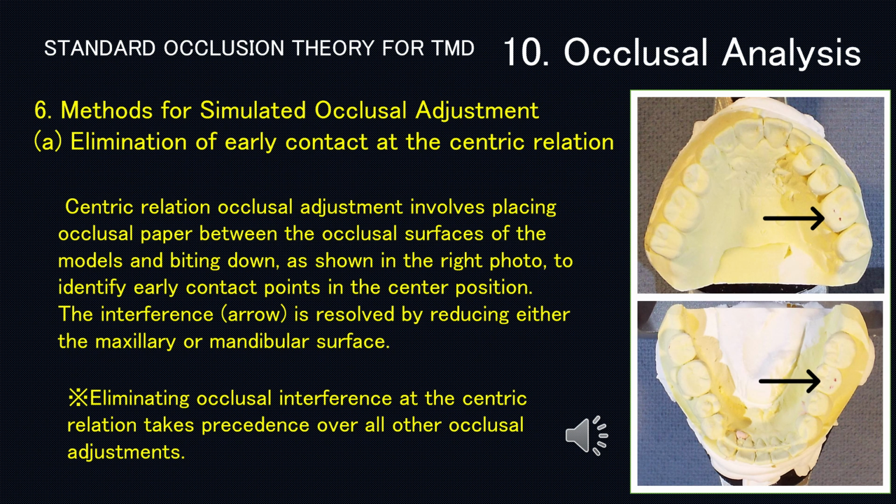6. Methods for simulated occlusal adjustment. A. Elimination of early contact at the centric relation. Centric relation occlusal adjustment involves placing occlusal paper between the occlusal surfaces of the models and biting down, as shown in the right photo, to identify early contact points in the center position. The interference is resolved by reducing either the maxillary or mandibular surface. Eliminating occlusal interference at the centric relation takes precedence over all other occlusal adjustments.